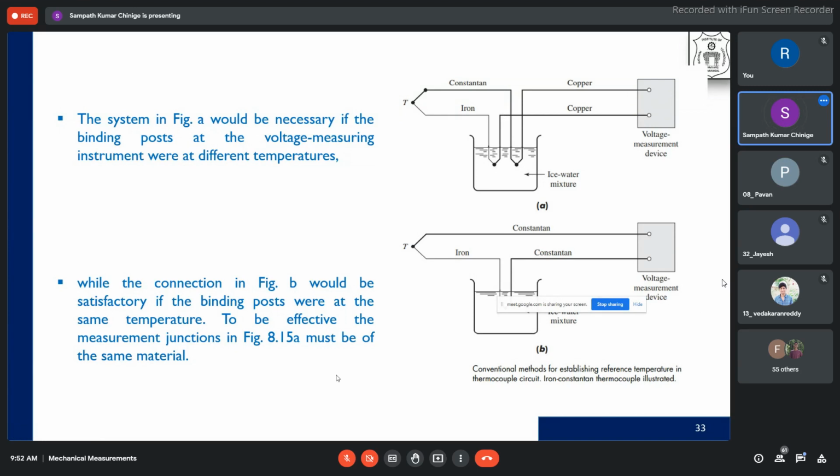The other way is what we do in figure B. Here, this can be safely used if the binding posts are at the same temperature. We don't need another junction like this. We can directly use constantan iron and constantan iron on the binding posts. Since they are at the same temperature, we don't need to provide compensation for them.